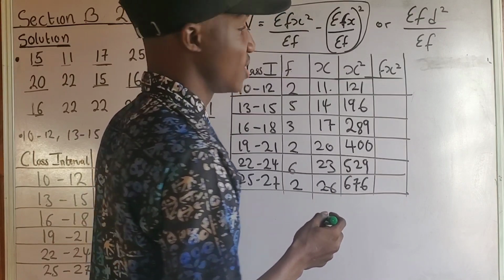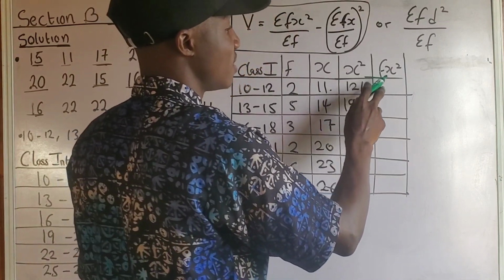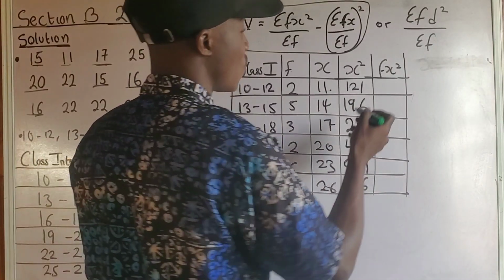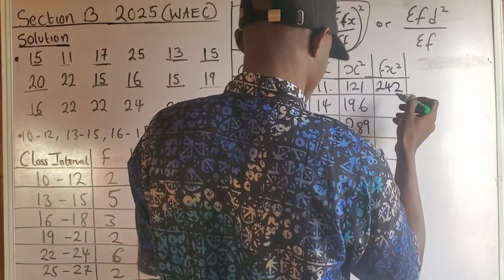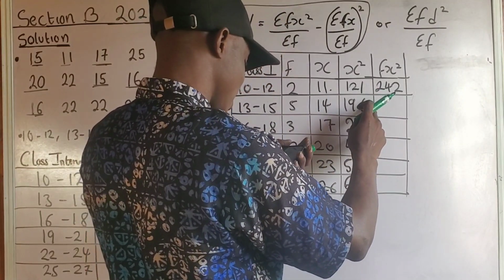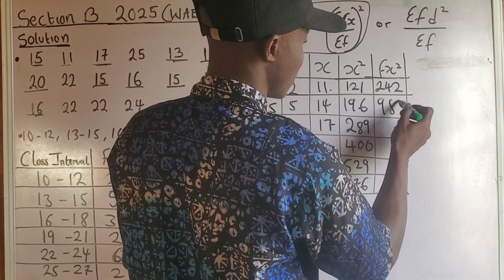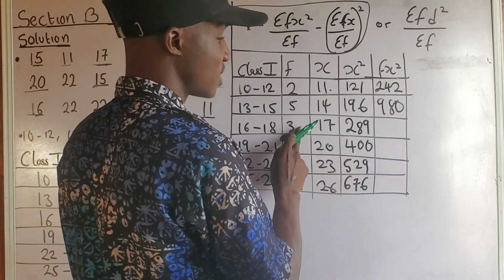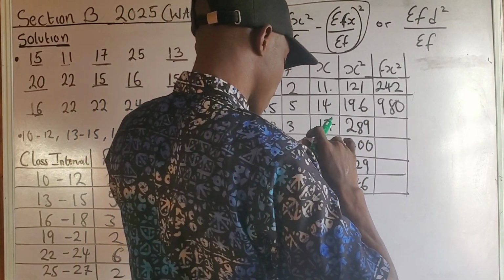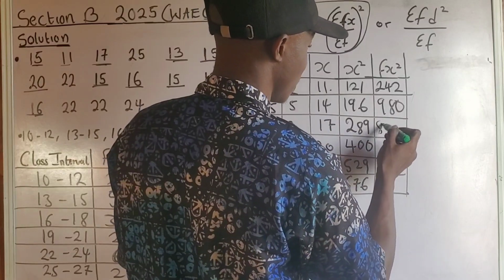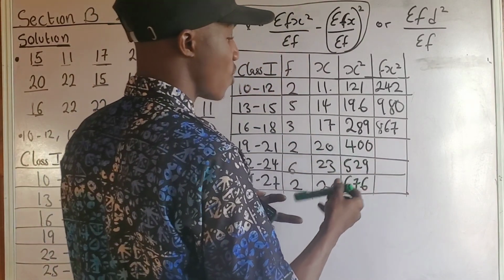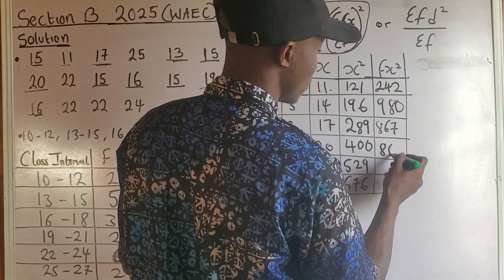Do you understand? So, if I want to calculate the value of these cells now, I'm going to have 2 times 121. That is 242. Then the next one will be 5 times 196. That is 980. Okay. Then 3 times 289, that is 867. Then the next one will be 2 times 400. That is 800.